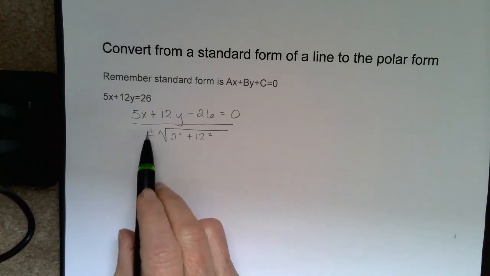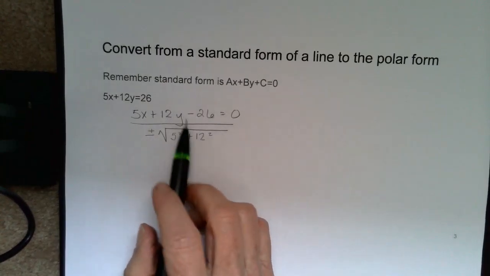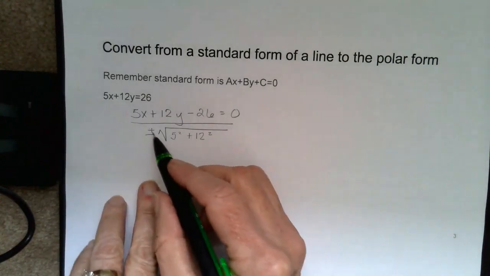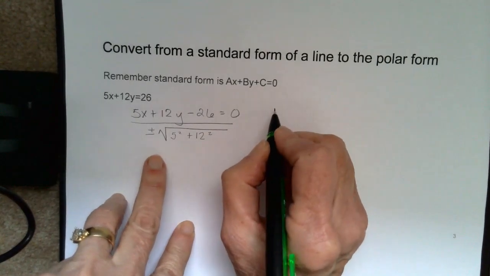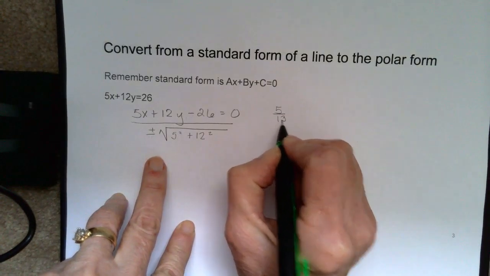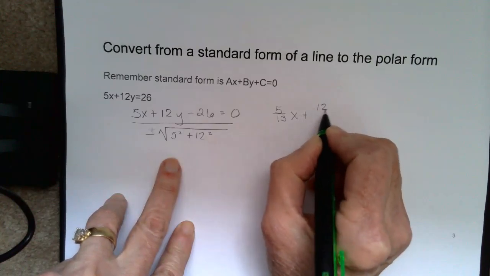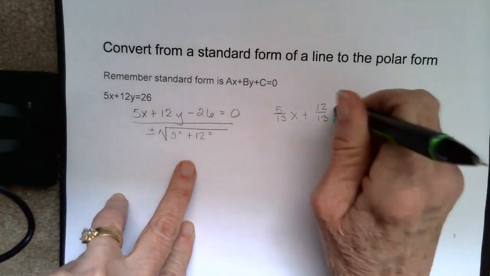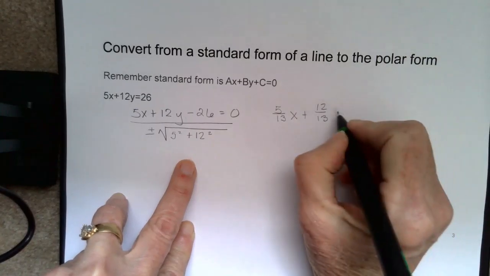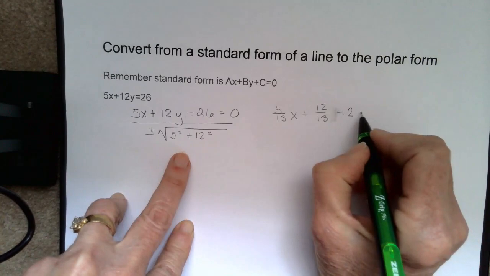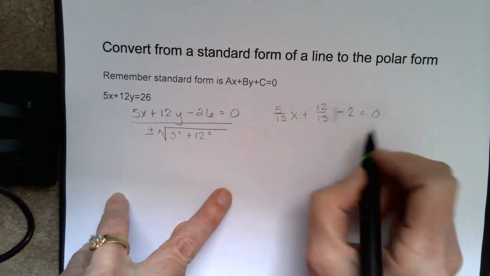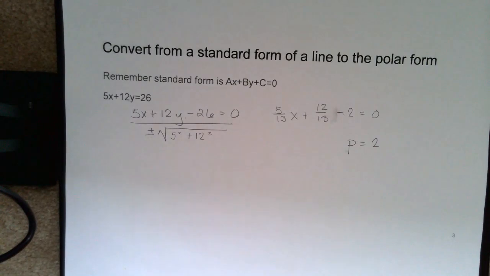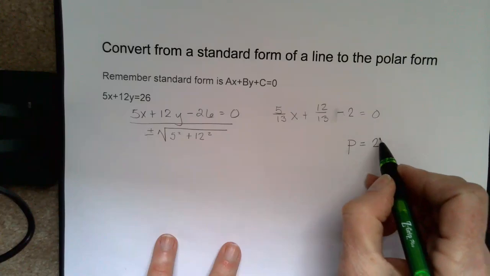Now, how do I know whether it's plus or minus? It's going to be the opposite of whatever your c is. In this situation, the c is minus, so that means this is going to be a positive 13 down here. So I have 5 over 13, 12 over 13, and 26 over 13, but that's a minus, which is a minus 2, because 26 divided by 13 is 2. So I've figured out that my p equals 2. It doesn't matter whether it's plus or minus, because it's a distance.